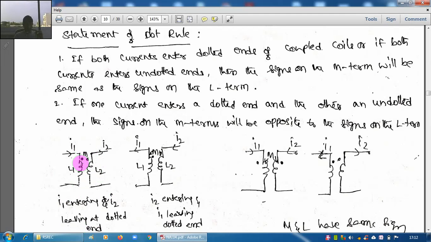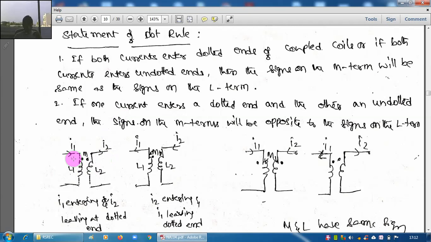The polarity of the mutual EMF in either coil can be determined by the dot rule. This is stated like this. If both the currents enter dotted ends of the coupled coils, or if both currents enter undotted ends, then the sign of M, that is the mutual EMF, will be the same as the sign of L, the self-induced EMF. That means both the EMFs will add up. You see once again, if both currents enter dotted ends or both currents leave the dotted ends, that means the direction of both currents is similar.